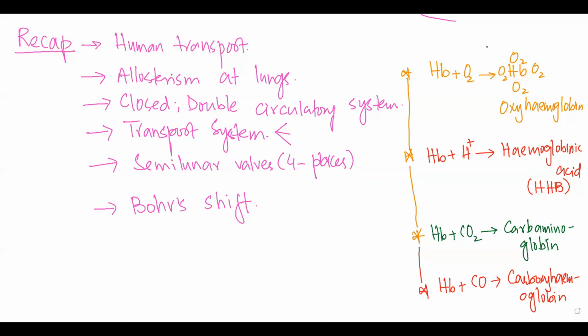No, look, sigmoid curve turns right at tissues. Bohr's shift occurs at respiring tissues, right? It takes place at respiring tissues. And respiring tissues are the places where... What happens in respiring tissues? Less oxygen and more CO2. So that rise in CO2 makes the sigmoid curve turn right. Let us recall this a little.